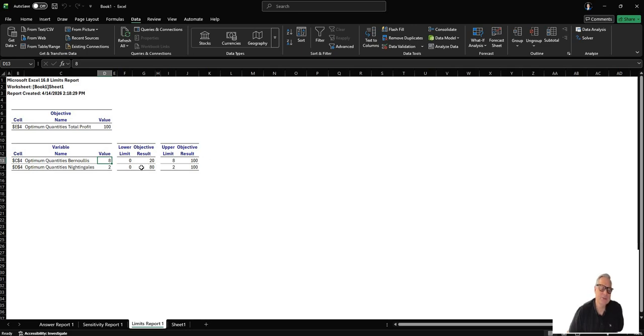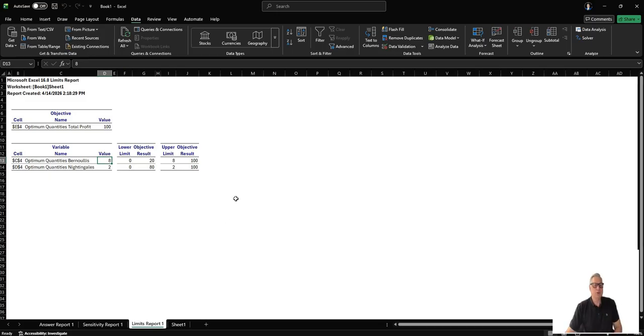So the way you can look at it is, if you go from one limit in production to the other, basically 0 to 8 in Bernoullis, your profit will change from 20 to 100. So the Bernoullis are quite important. If something goes bad with the Bernoullis, you may lose a lot. For the Nightingales, not that much happens. If you produce 2, but you lose the 2, your profit will drop from 100 to 80.